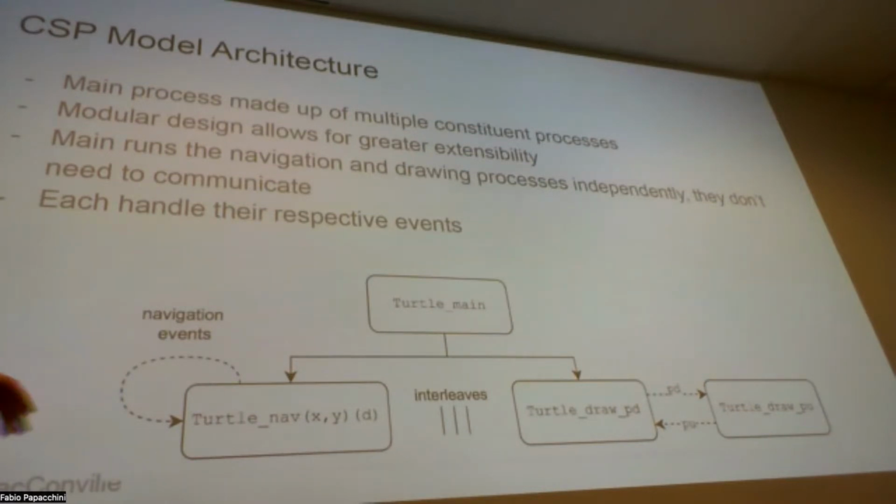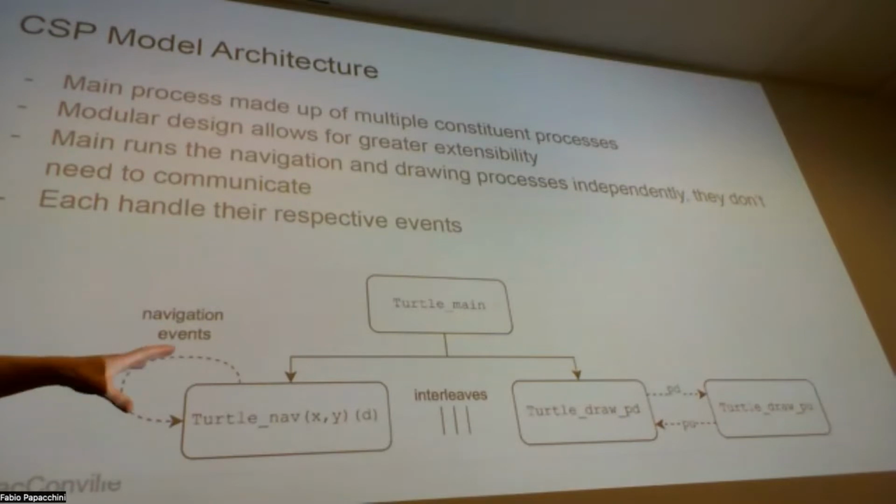It interleaves these sub-processes, and it kicks off navigation and drawing as two separate concepts. They can run independently. They don't necessarily need to communicate with each other. And each of these subparts handles their own respective events. So here you've got the navigator process, which will receive a forward event, left event, or whatever, and it'll keep track of the state, location, things like that, and it has its own sub-processes that do that.